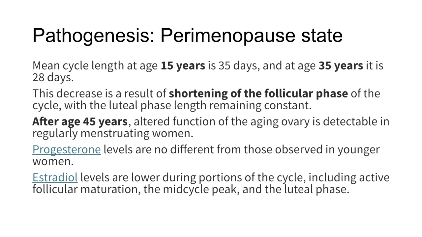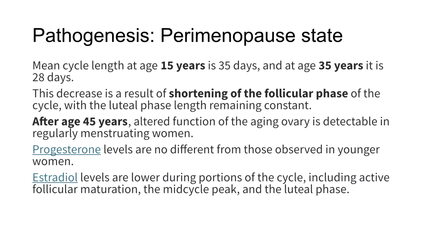Pathogenesis of the perimenopause stage. We are going to see in a young woman that the mean cycle length is around 35 days, but by age 35 it's already 28. So the mean cycle length starts to reduce due to a shortening of the follicular phase.